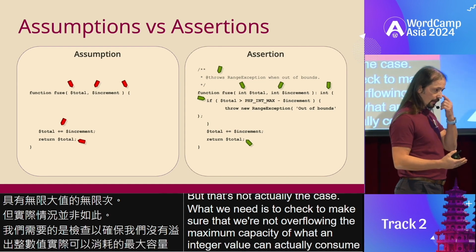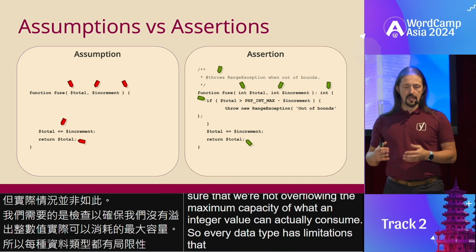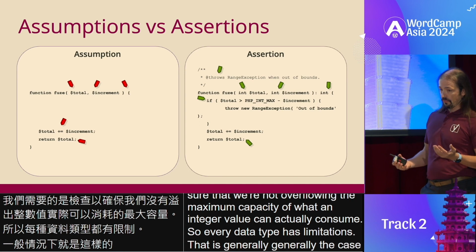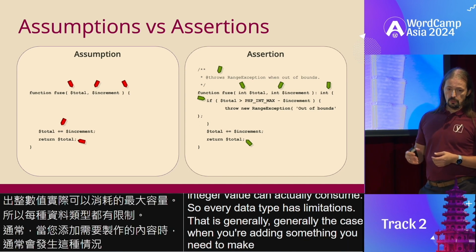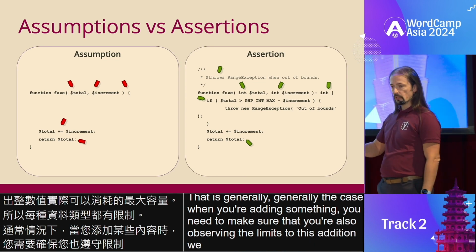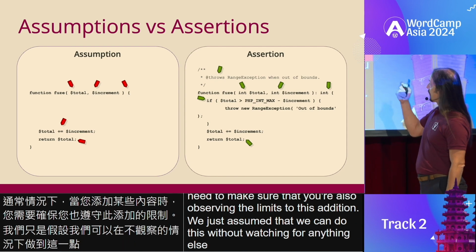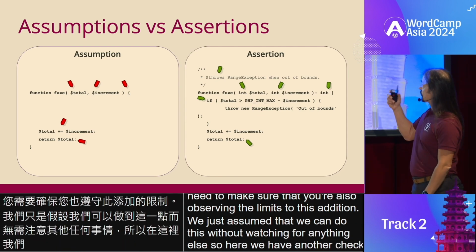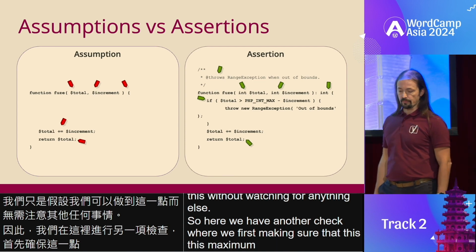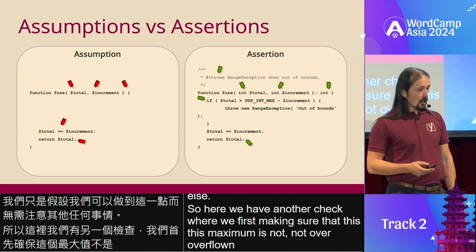So every data type has limitations. That is generally the case when you're adding something. You need to make sure that you're also observing the limits to this addition. We just assumed that we can do this without watching for anything else. So here we have another check where we're first making sure that this maximum is not overflown. However, there's another assumption.